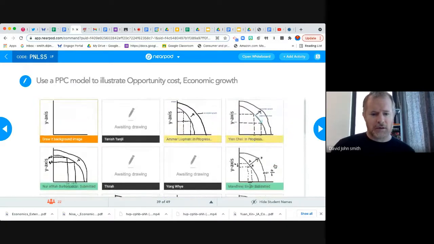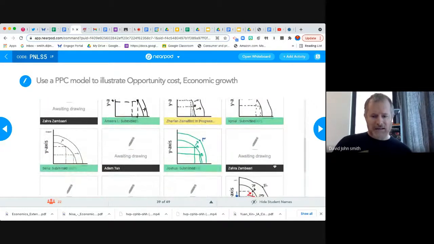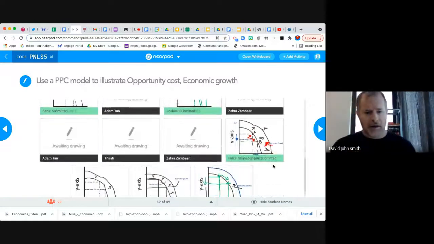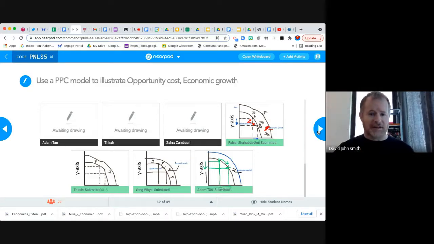All right, so what we're going to do, we're going to push on. Now, you can always practice these again, okay? You can always practice them again. More practice is always better than less, okay? And don't panic, this was not the last time you're going to see a PPC model.